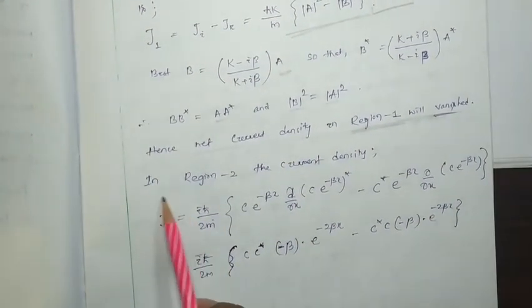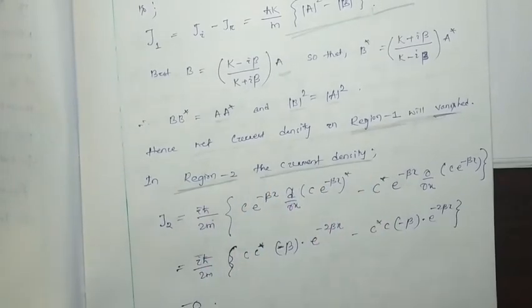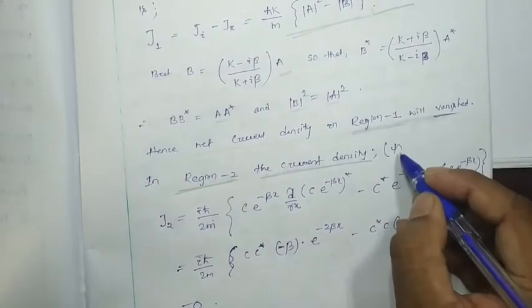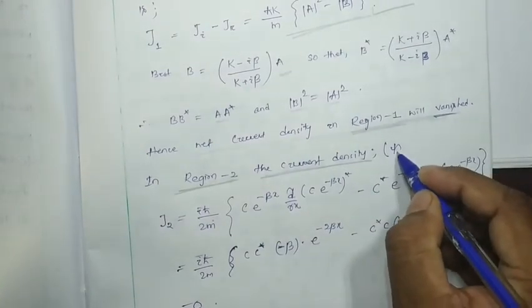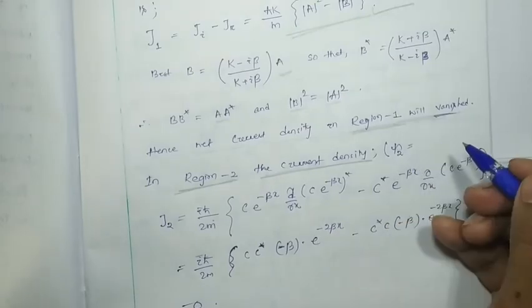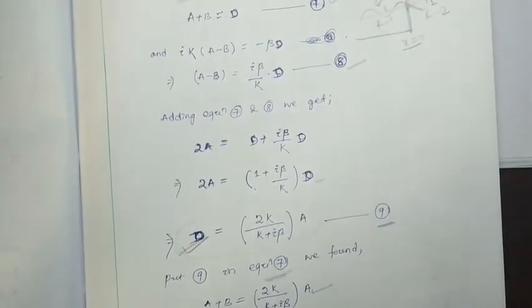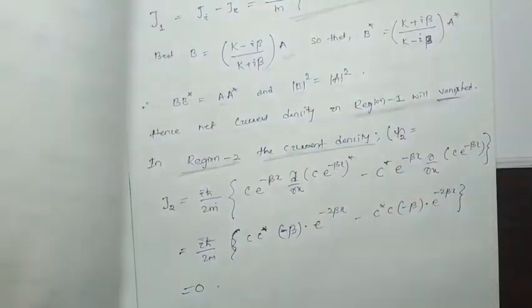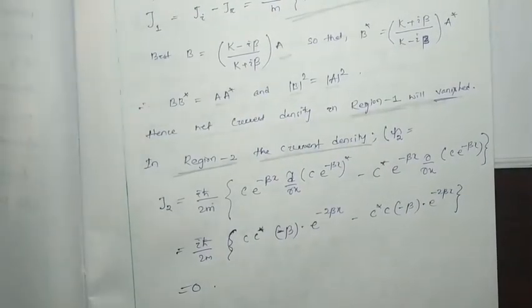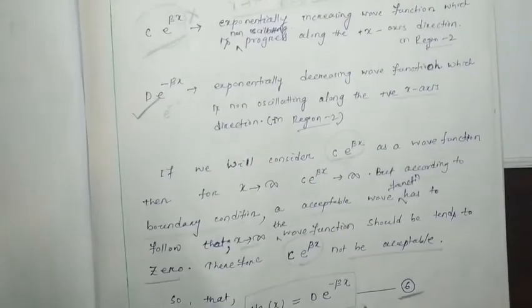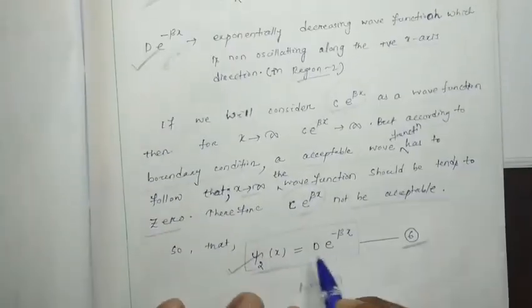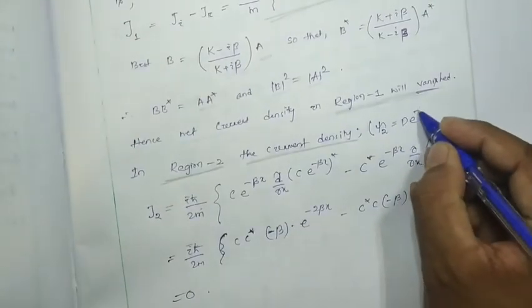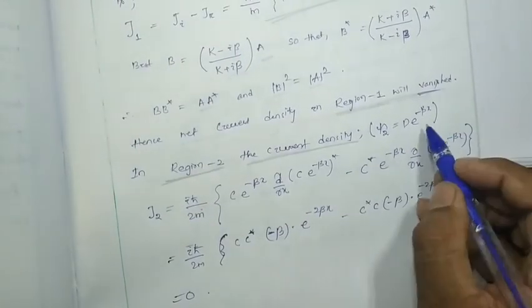Okay. In region 2, the current density is how much? For this region 2, the current density can be found by considering the wave function, that is psi 2. Sorry, actually here we have taken d e to the minus beta x, because in region 2 the wave function is d e to the minus beta x.